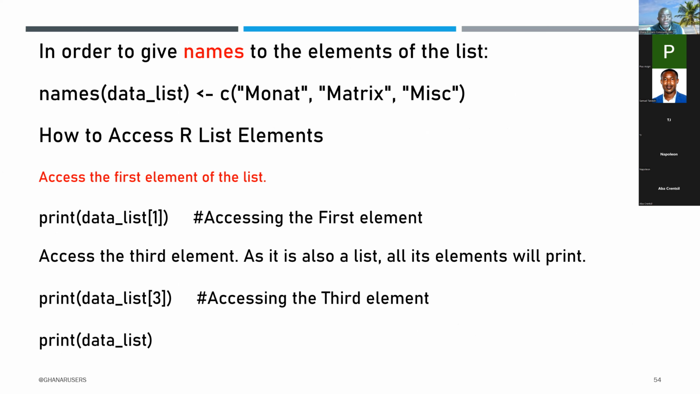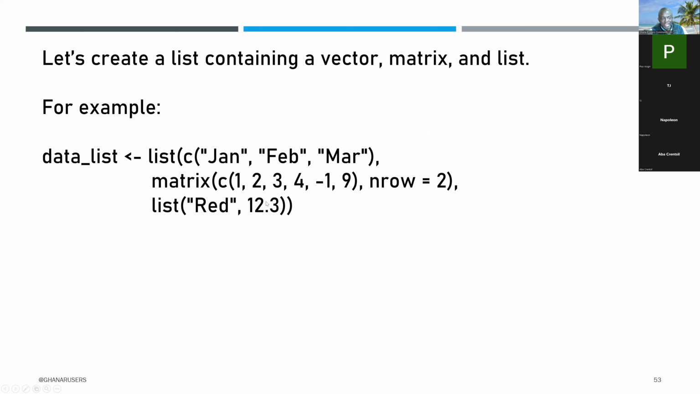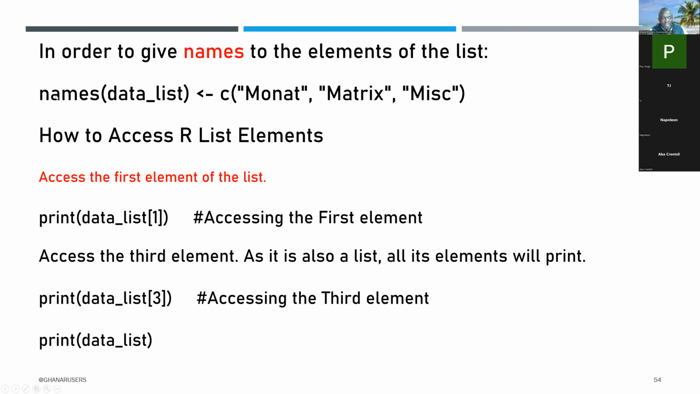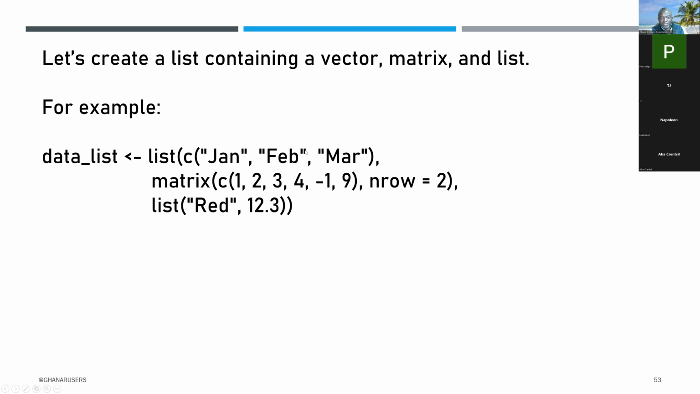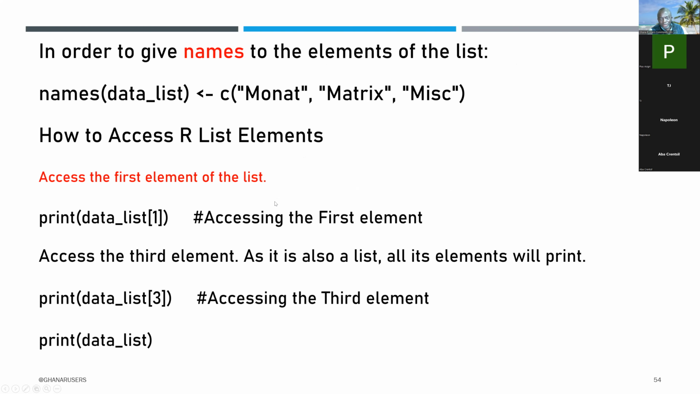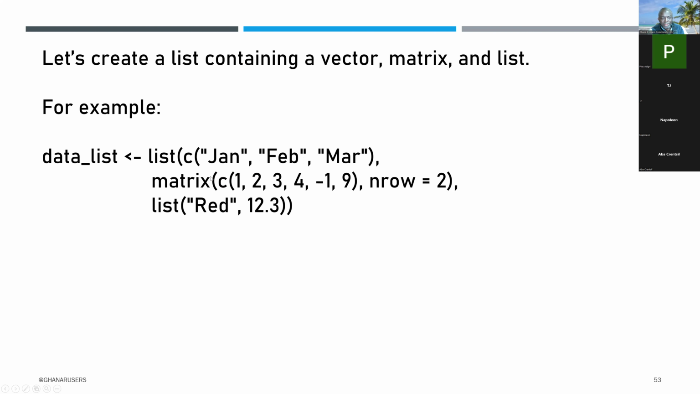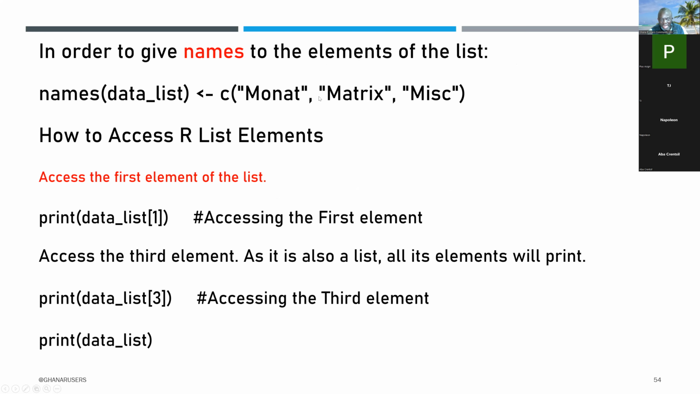Now, we can also give names to the elements by using a function which is already in R, called names. So this list which I've created here, I want to give names to the various dimensions. So I'll call it names data list, and I'm going to assign these names. The first dimension of the list is months, the second dimension is a matrix, and the third dimension, miscellaneous. So if I print my data list now, I'll get a 3-dimensional list with headings, with names: months, matrix, miscellaneous.